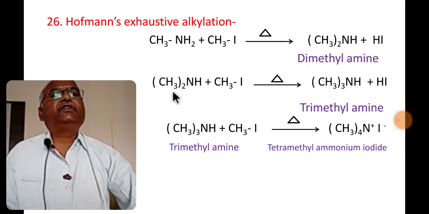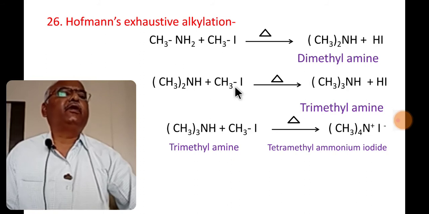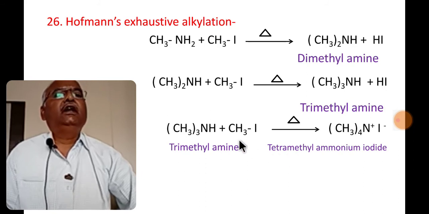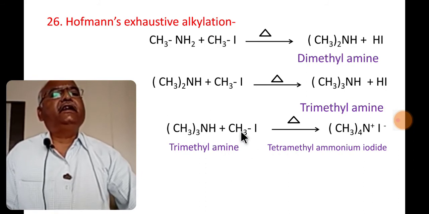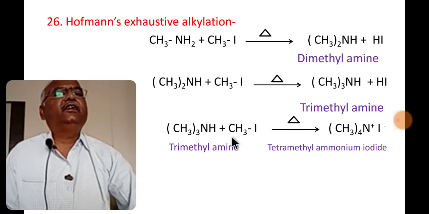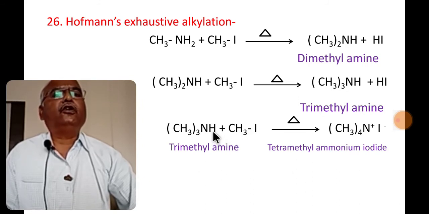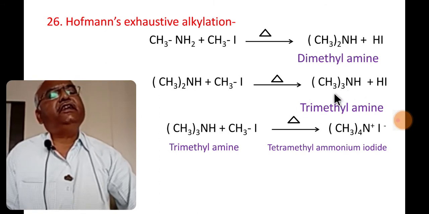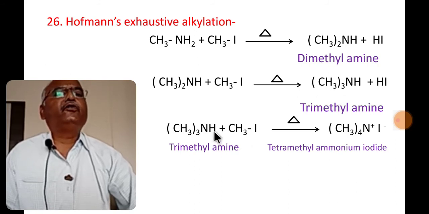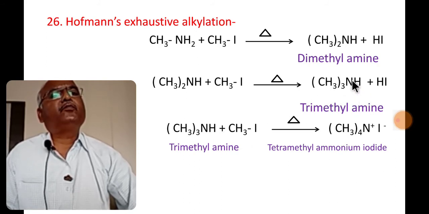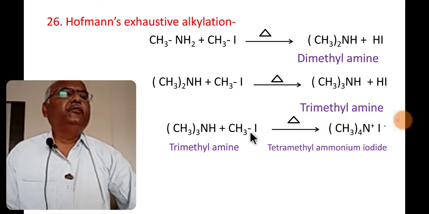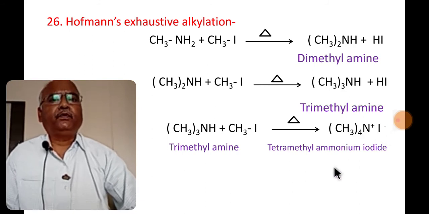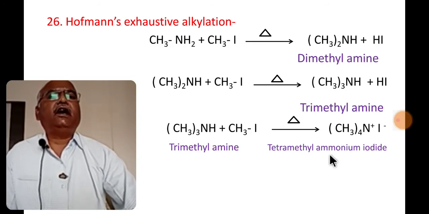Similarly, dimethylamine reacts with methyl iodide to give trimethylamine and HI molecule. Trimethylamine again reacts with methyl iodide. Here is one mistake. Here should not be hydrogen. In this trimethylamine, (CH3)3N is the formula. You remove hydrogen from here and from here. It undergoes methylation and forms tetramethyl ammonium iodide. It is known as quaternary ammonium salt.